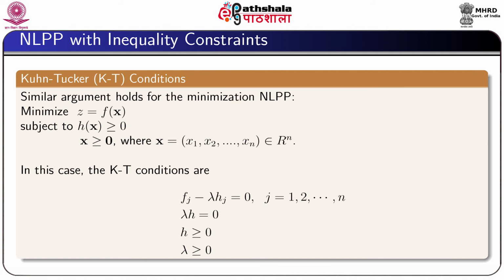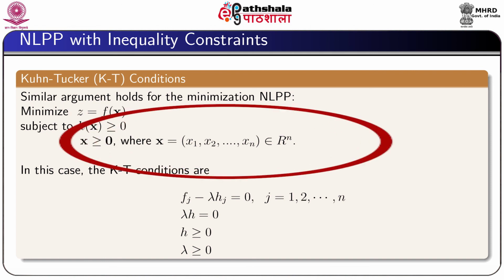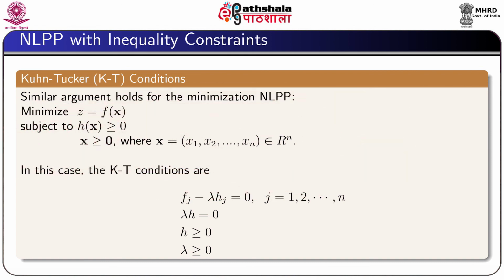Similar argument holds for the minimization of NLPP as given in the slide. Minimize z equal to f(x) subject to h(x) greater than equal to 0 and x greater than equal to 0 where x belongs to Rn. In this case, the Kuhn-Tucker conditions are fj minus lambda hj equal to 0 for j equal to 1 up to n, lambda h equal to 0, h greater than equal to 0 and lambda greater than equal to 0.